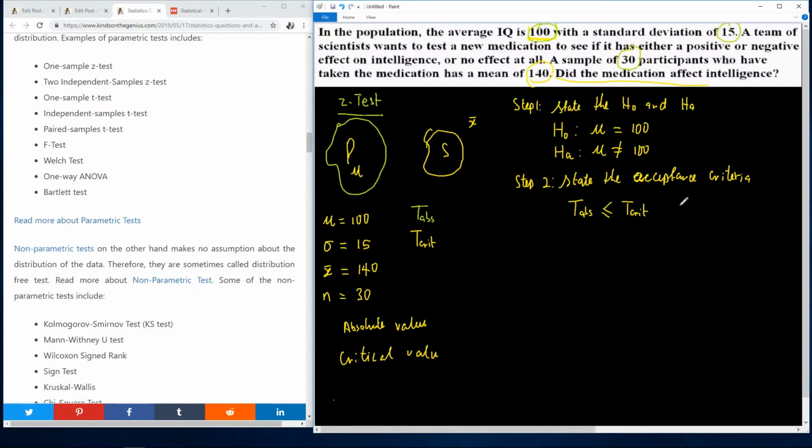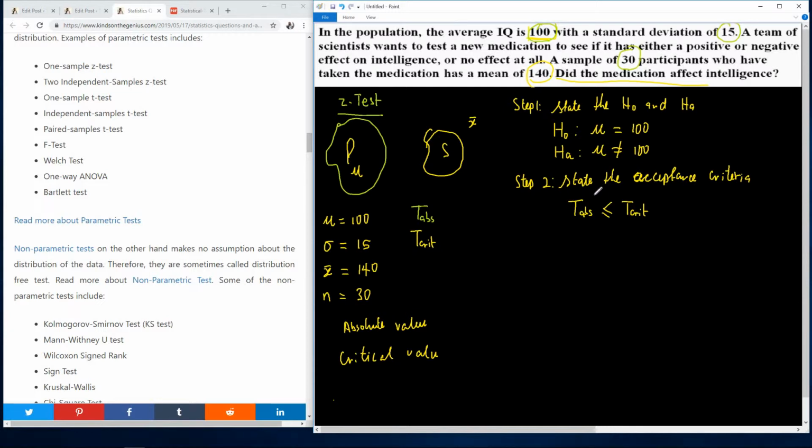So take note of this: when the absolute value is less than or equal to the critical value, this is our acceptance criteria. If this does not hold and the absolute value is bigger, then we fail to accept, or we fail to reject the null hypothesis.